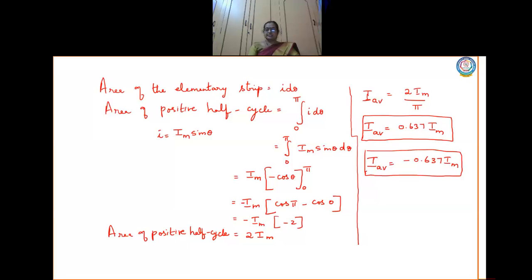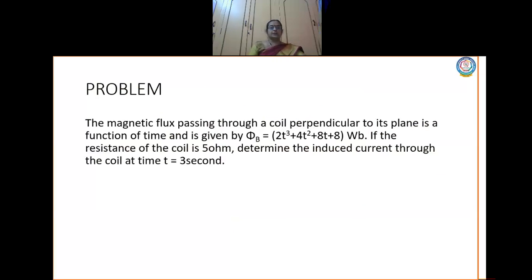Hope the topic is clear for you children. So with this, we are moving on to a very simple problem based on Faraday's laws of electromagnetic induction. Look at this problem. The magnetic flux passing through a perpendicular coil to its plane is a function of time and is given by psi of b, which is equal to 2t cube plus 4t square plus 8t plus 8 Weber. If the resistance of the coil is 5 ohm, determine the induced current through the coil at time t is equal to 3 seconds.